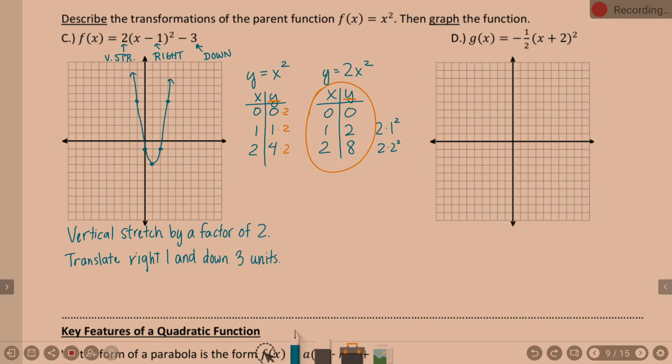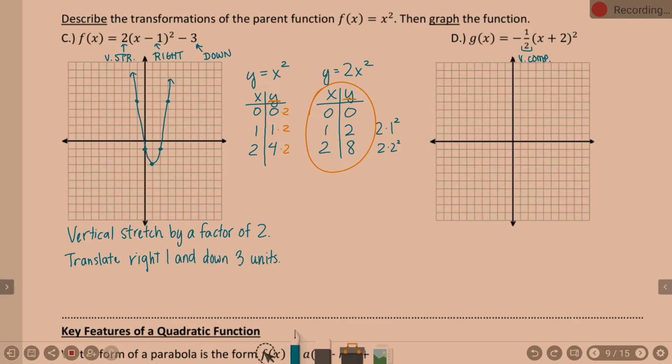Shall we try D then? g of x equals -1/2 times (x plus 2) quantity squared. Vertical. Why are we saying compression? Because that's less than 1. So here we're looking at 1/2. 1/2 is less than 1, so that makes it a vertical compression, yes? So instead of my parabola getting taller and skinnier, it's going to get shorter and wider. Trying to use appropriate wording there.